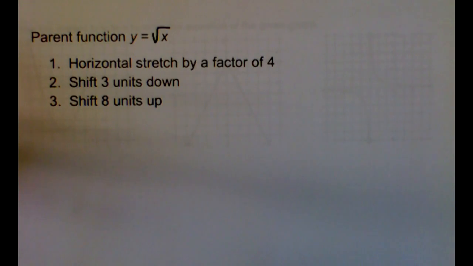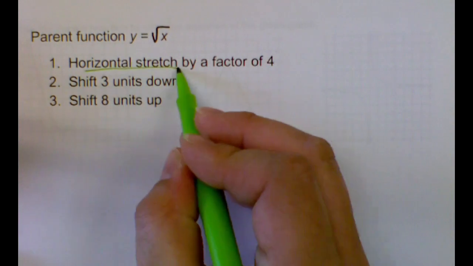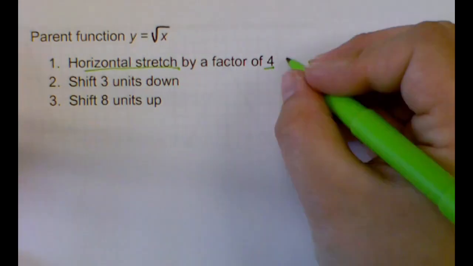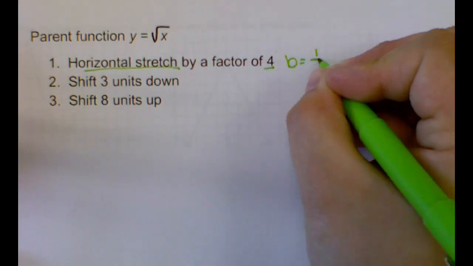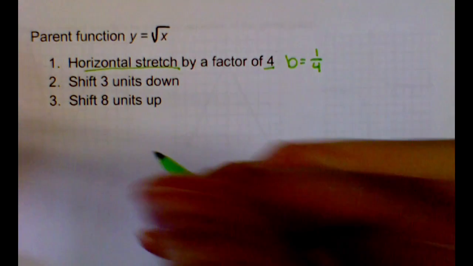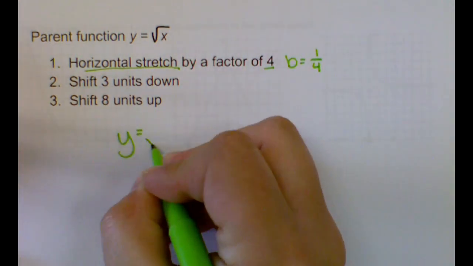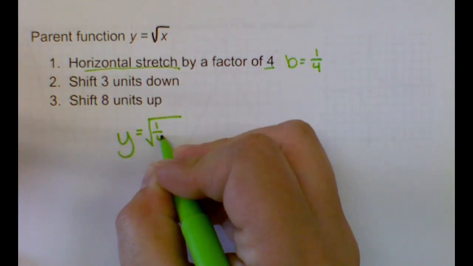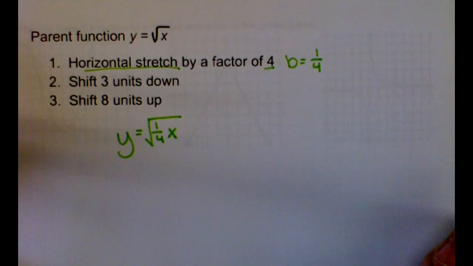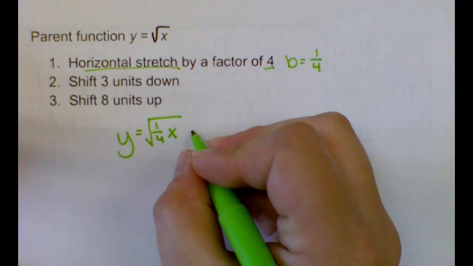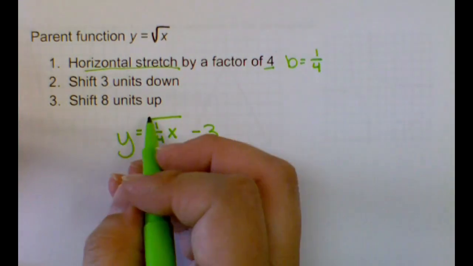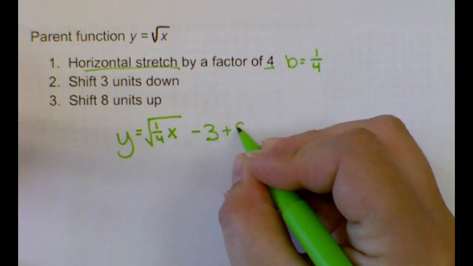Next up, our parent function is y equals the square root of x. We have a horizontal stretch by a factor of 4, shift 3 down, and 8 up. So a horizontal stretch by a factor of 4 means that our b value is the reciprocal, which is 1/4. So that means in with my x, inside the square root, I put 1/4 x. To shift 3 units down, I subtract 3. And to shift 8 units up, I add 8 outside of it.